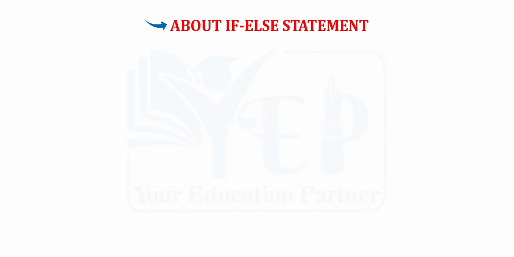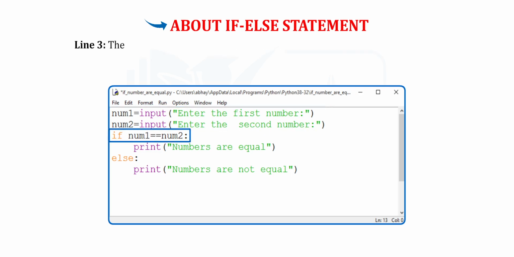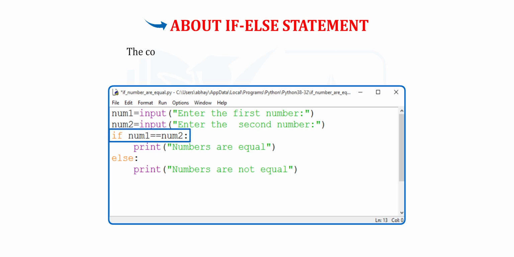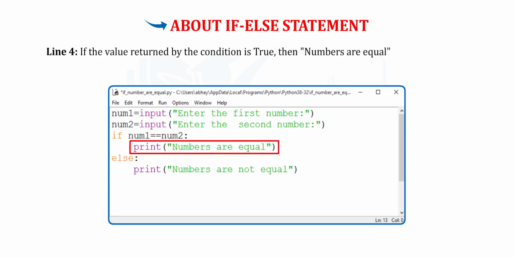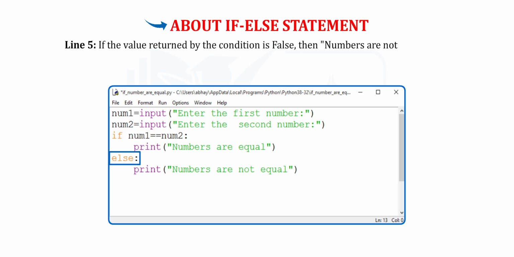Let's walk through the code. Line 1, Line 2, input two numbers in variables num1 and num2. Line 3, the if statement checks if the values stored in the variables num1 and num2 are equal or not. The condition will return a Boolean value, either true or false. Line 4, if the value returned by the condition is true, then numbers are equal will be displayed. Line 5, if the value returned by the condition is false, then numbers are not equal will be displayed.